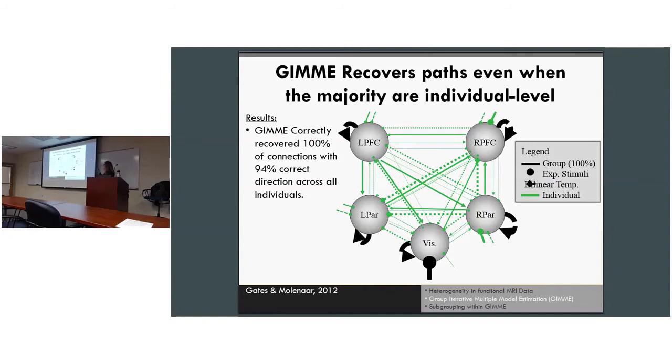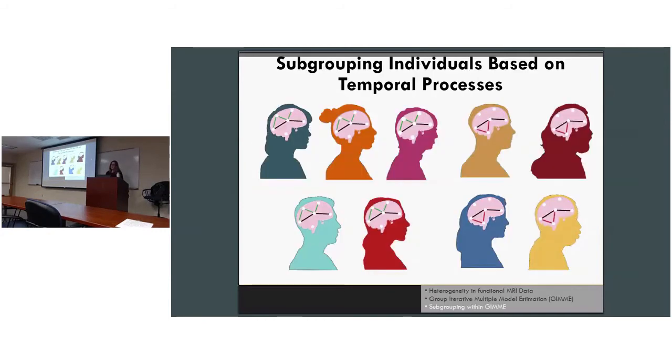So you see that we're doing pretty well when we have a lot of heterogeneity. When we did the individual level approach without using the group level GIMME approach, then we only recovered 83% of the paths, and the directionality was no better than 50%. So tossing a coin. All right, so now we need to get back to subgrouping.